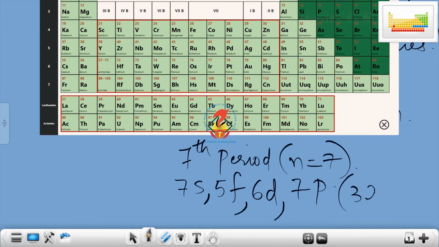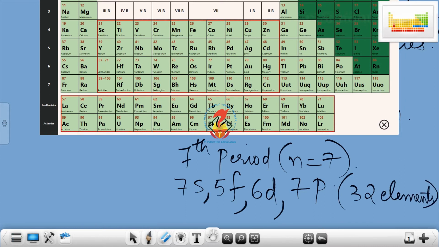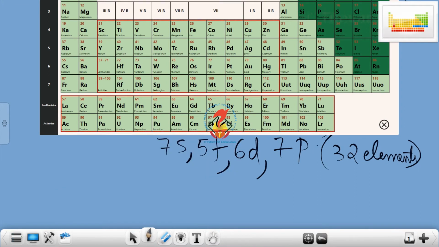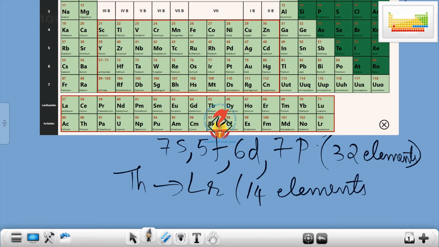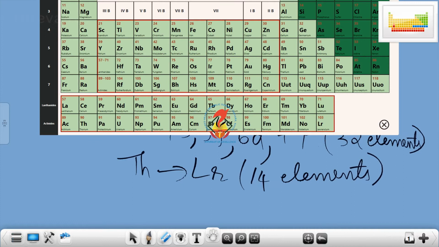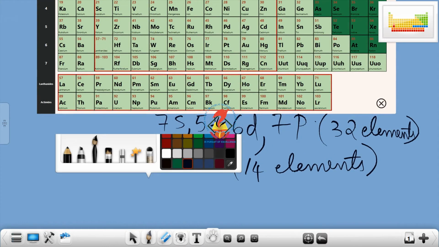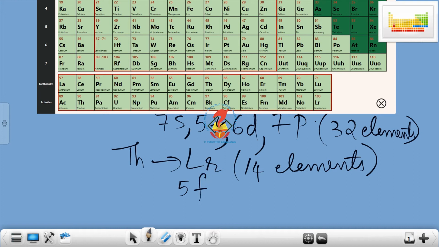So total how many elements in 7th period? Again 32 elements. So you can say that the elements from thorium to lawrencium, Lr, 14 elements. Which orbital is getting filled in them? The 5f orbital. 5f orbital is getting filled. So they are called 5f series, 5f inner transition series, or you can say second inner transition series.